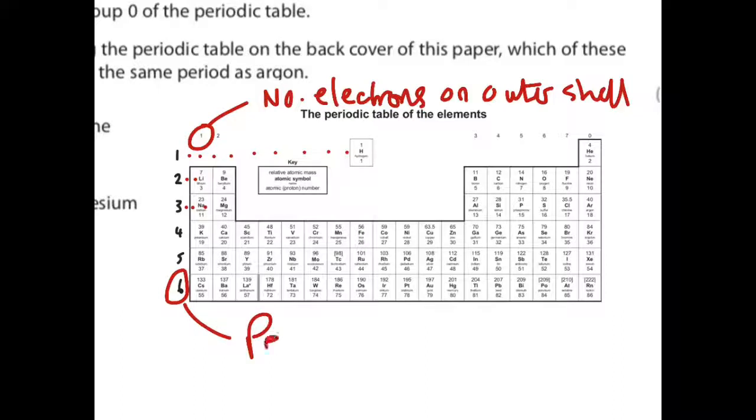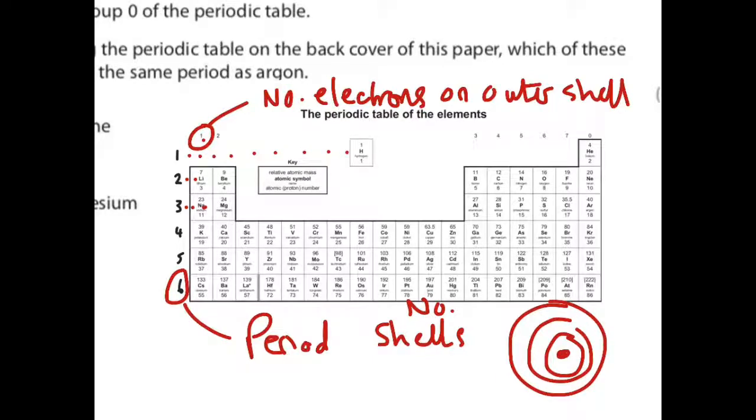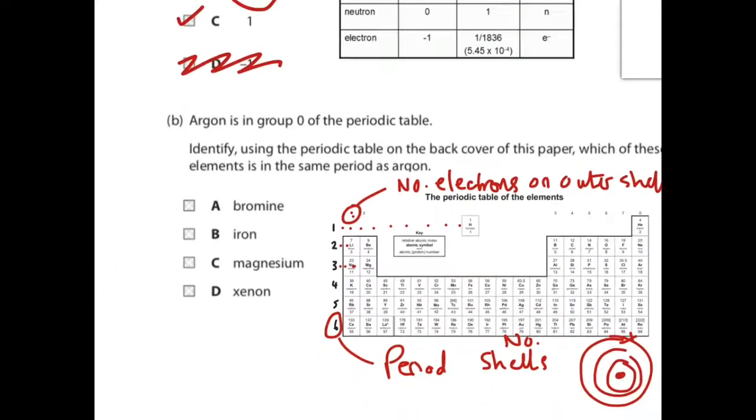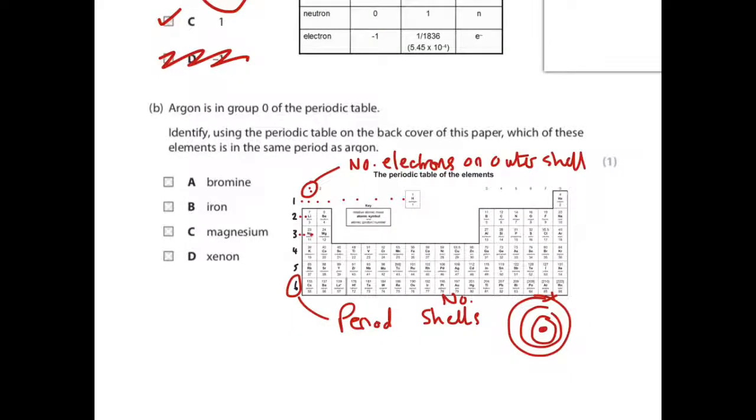These are called period numbers, and they tell you the number of shells. So the number of shells an atom has. So for example, if you took the 2 together, let's say group 1 and period 3, that tells me this atom has, let's draw the nucleus, 3 shells, and it has 1 electron on its outer shell. So that's how you use these numbers. Now back here, it says, identify using the periodic table which element is in the same period as argon.